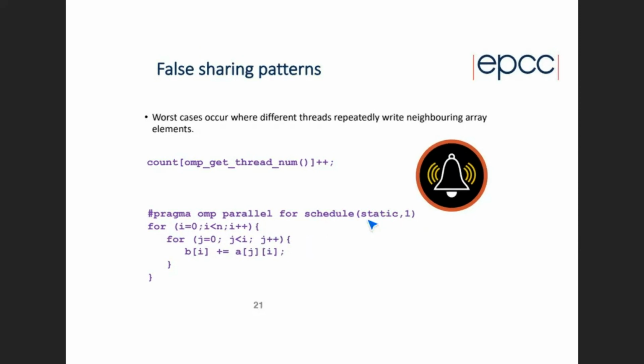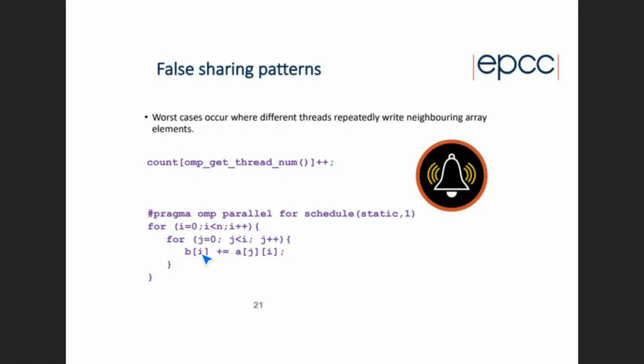But then what are the implications of that for the memory accesses? It means that consecutive values of I will be scheduled to different threads. So I'm going to end up again in this situation where different threads are writing neighboring elements of B. B[0] is going to get written by a different thread from B[1], a different thread from B[2], and so on.